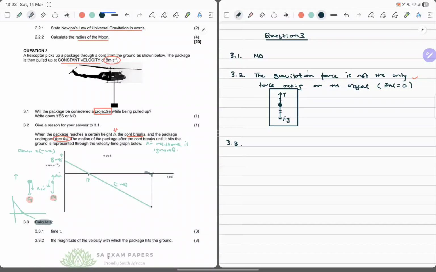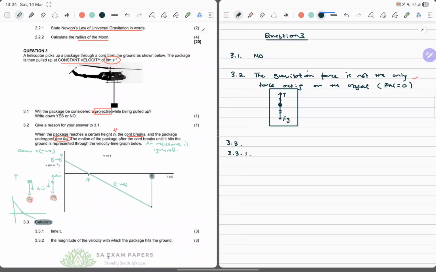And watch out. Do you see the time it took from the time the cord broke until it hits the ground is 8 seconds? That is there on the graph. We need to consider that as well. Anyway, folks, this is it. Let's just get to business.